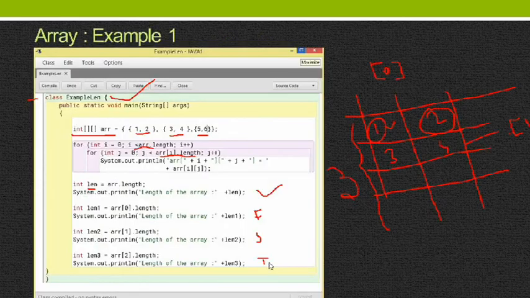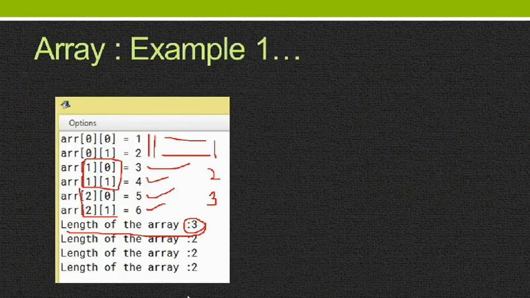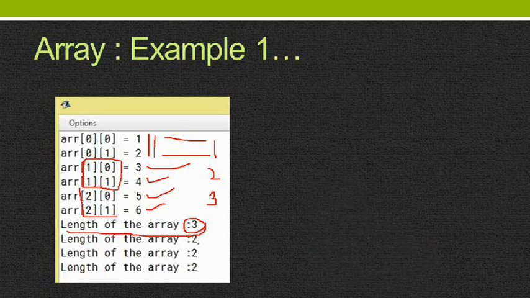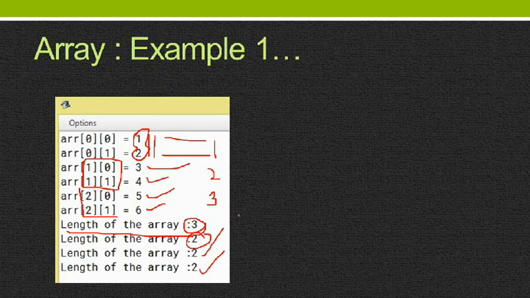Now after that we have used the length of the first row. Now the length of the first row is 2. There are 2 elements. The length of the second row is also 2. The length of the third row is also 2. Now we have used the length of the array, and we have seen what is happening for finding the length of the array and to print out the elements of the array.